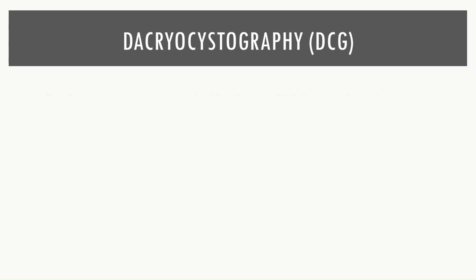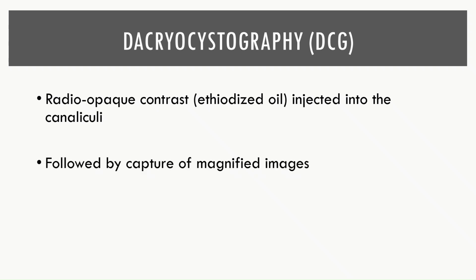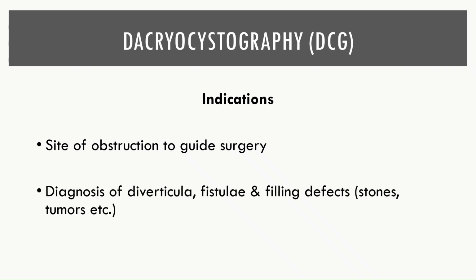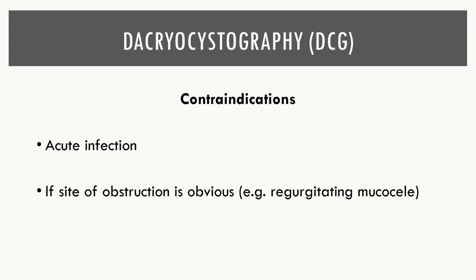Dacryocystography. This involves injecting contrast into the lacrimal passages and taking radiographic images. It helps to localize the exact site of obstruction to guide surgery and for the diagnosis of diverticula, fistulae and filling defects like stones, tumors, etc. It should not be done in acute infection and if the site of obstruction is obvious, like in a regurgitating mucocele.